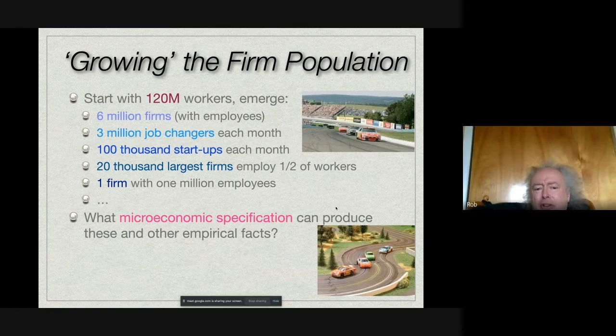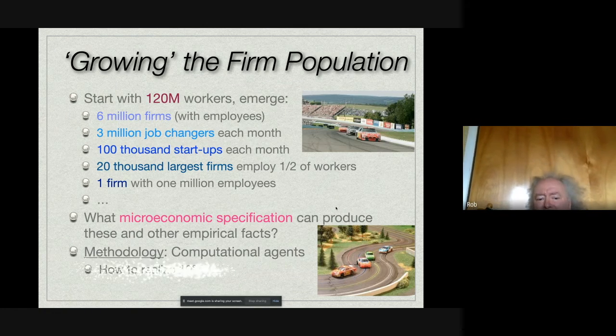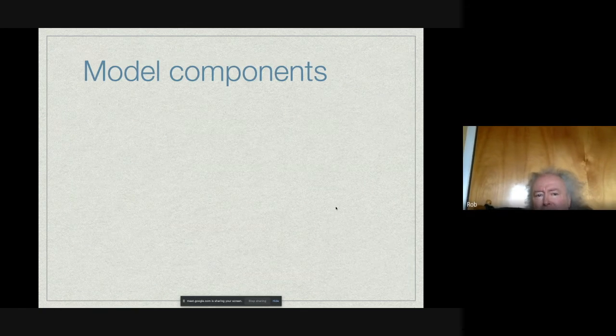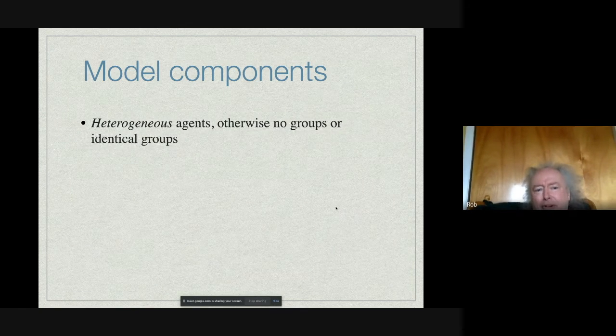I'm going to try to do the thing at full scale, just because it turns out it makes life easier, in the sense that I can compare the output of the model directly to the data I've just shown you. Okay, so the operational question is, what microeconomic specification can give me the right answer? And you're going to see in qualitative terms, here are the ingredients.